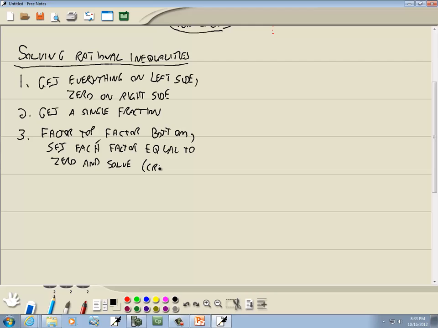These are called our critical values. Critical numbers, some books call them. Step 4. Using the critical values, the x-axis, and the graph, find your answer.